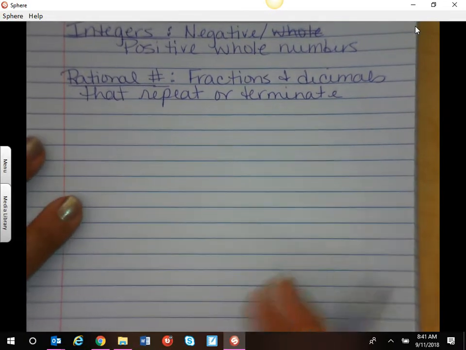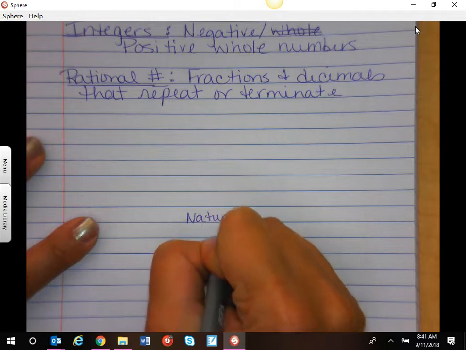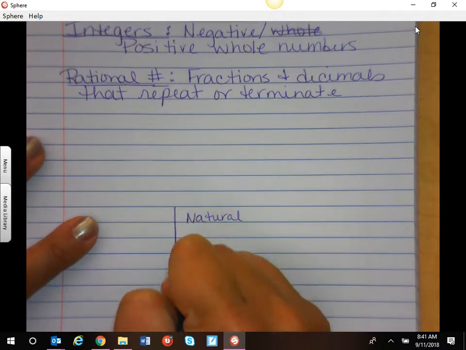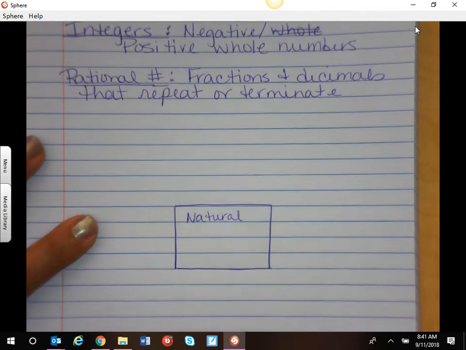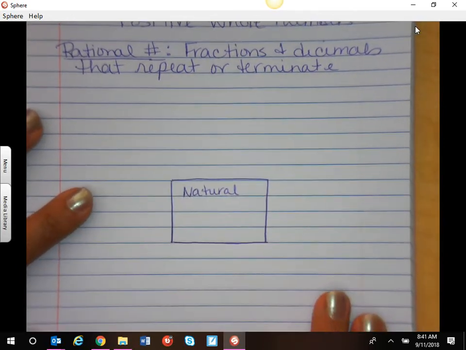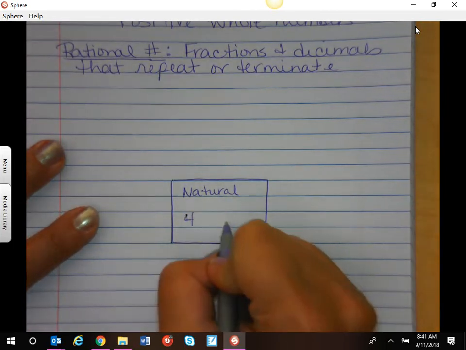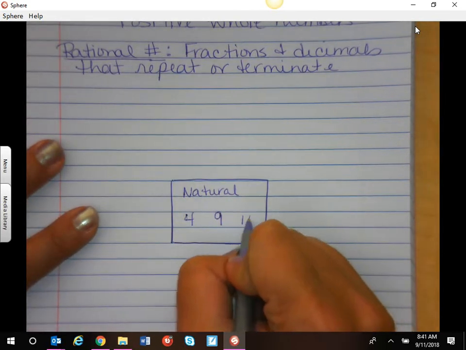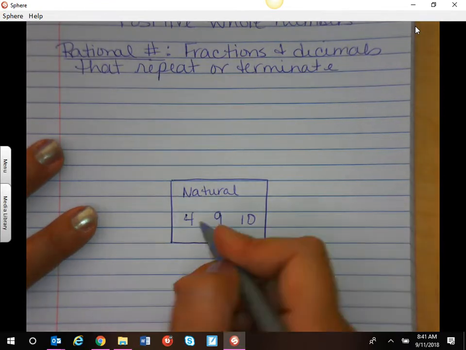And I'm going to start with natural. And I'm just going to draw a box. Don't draw it too small because we've got to be able to put some stuff in it, but not too big because we're going to be drawing more boxes. So natural numbers might be like 4, 9, 10. These are natural numbers. These are regular counting numbers when you were little.